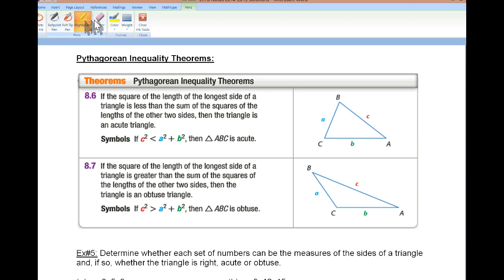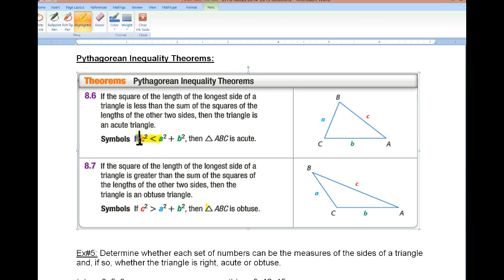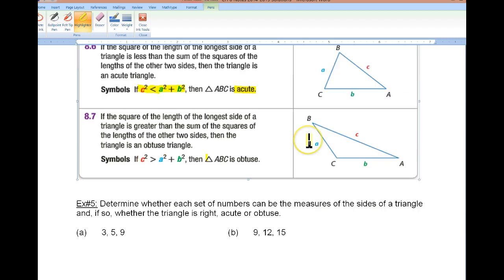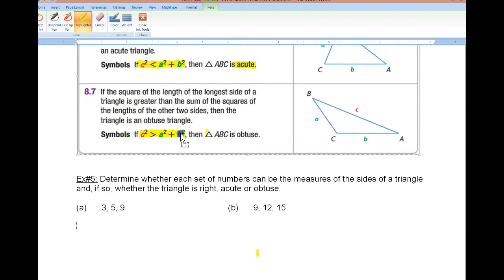Okay. So Pythagorean inequalities. I was mentioning earlier, if it's not a right triangle, then that angle C could be an obtuse angle or it could be an acute angle. So how do we tell? Well, if c squared ends up being less than a squared plus b squared, then the triangle is going to be an acute triangle. That makes sense? The side opposite is going to be smaller than the other two sides. Whereas if c squared is greater than a squared plus b squared, then it's obtuse.